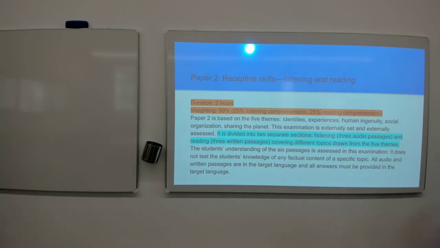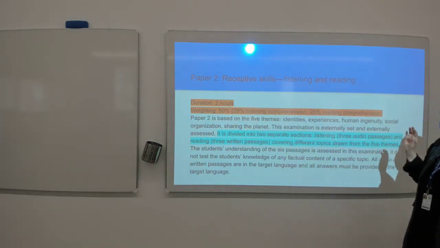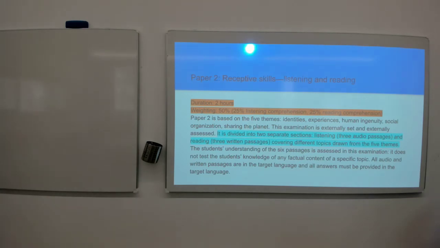Paper 2, listening and reading part. As I said before, it's the same as SL, but the duration of the examination is different. Paper 2 is based on the 5 themes also, and this examination also is externally assessed and externally set. It's divided into two separate sections, listening and reading. The difference is just that they have more complex texts in HL. There is no big difference between HL and SL.